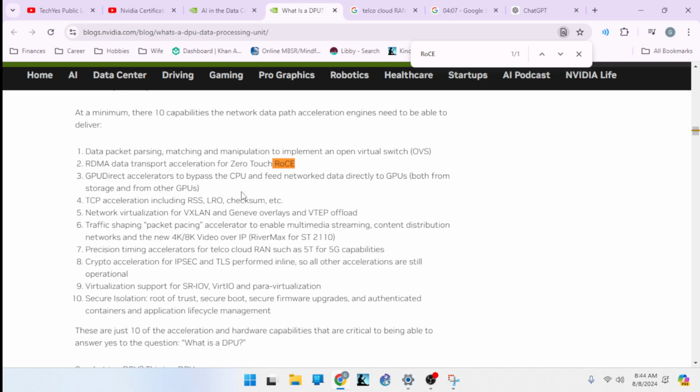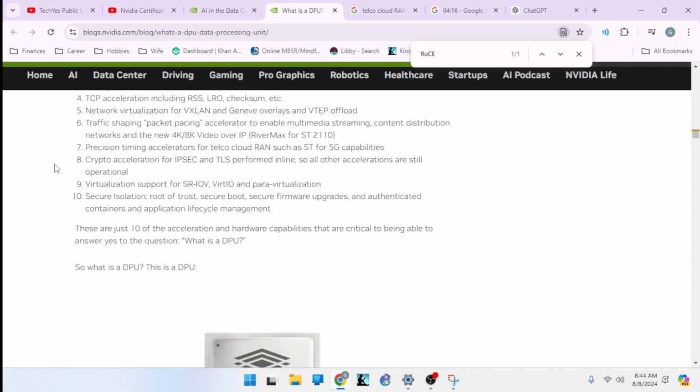Number 8, crypto acceleration for IPsec and TLS performed inline, so all other accelerations are still operational. And crypto here does not mean cryptocurrency. It means that the communications are encrypted with security protocols that make it more secure, as far as I understand.